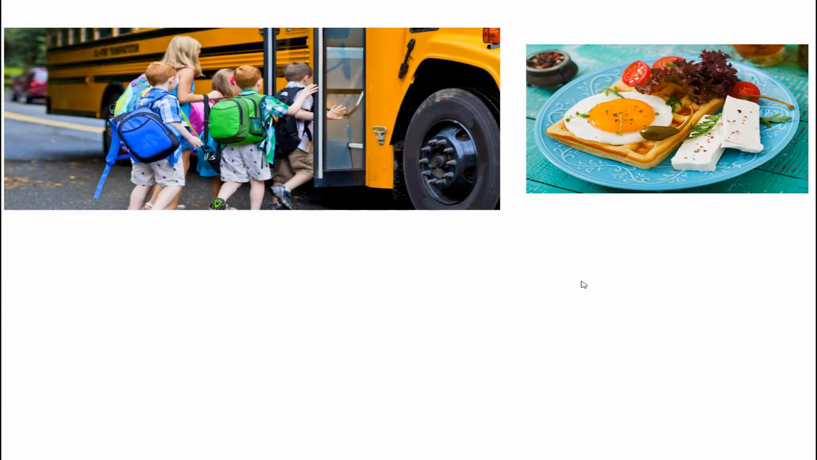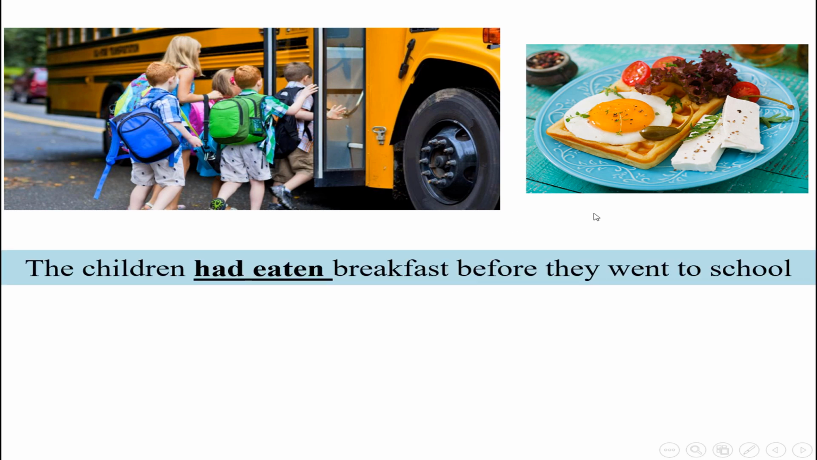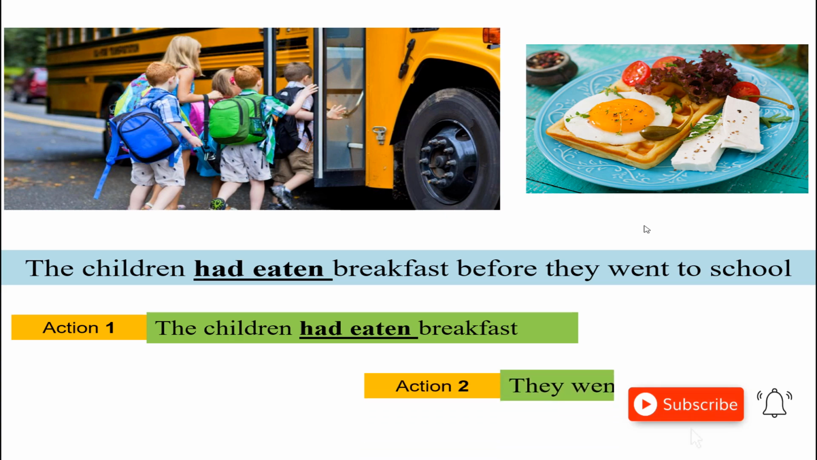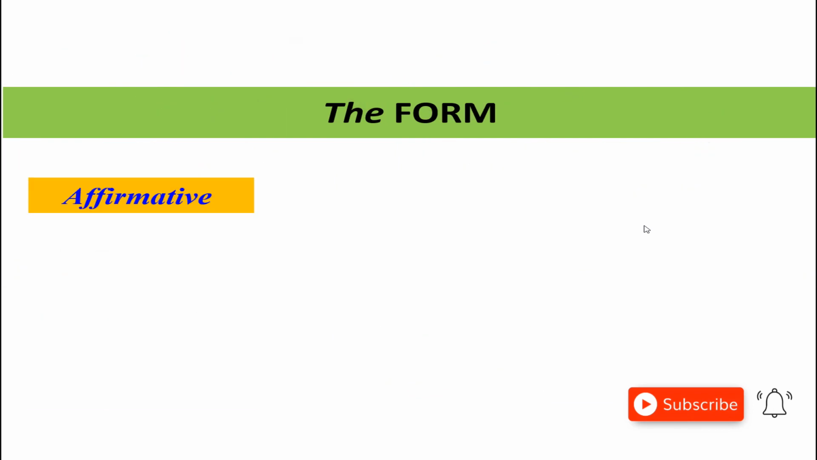Example 5. Here we have as well two pictures. We can see a school bus and some kids and food. Let's read the example. The children had eaten breakfast before they went to school. Where is action number 1? Good. The children had eaten breakfast. And the action that comes later is they went to school. Very good job.